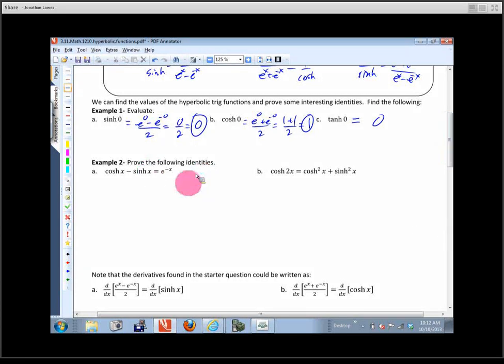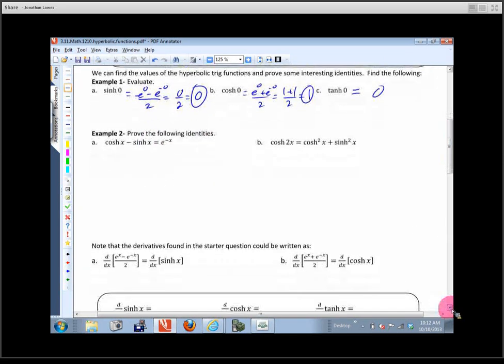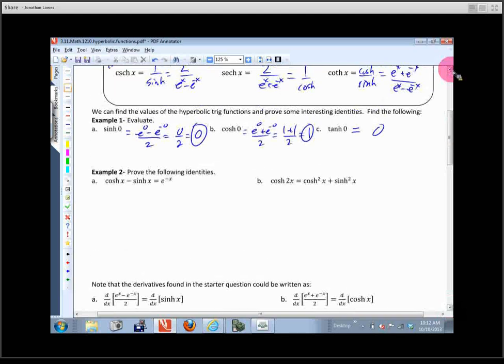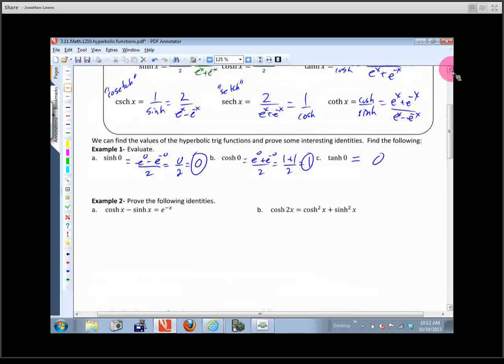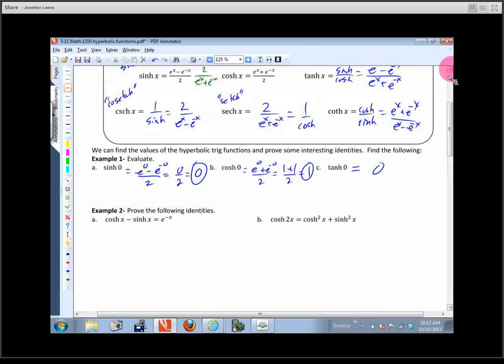So then you've got some problems where they want you to verify some identities. And if you remember from trig, that may or may not have been the funnest thing on the planet, verifying identities. Okay, and here's what they're asking us to do. So we want to verify that if I take the cosh, subtract the sinh, I get e to the negative x. Well, normally we pick the hardest side to work on, so let's change these two into their exponential definitions.